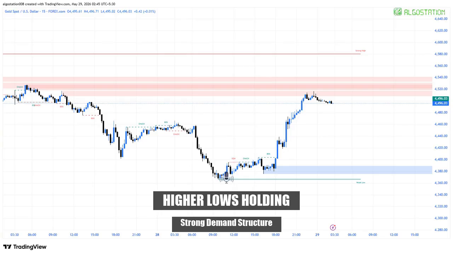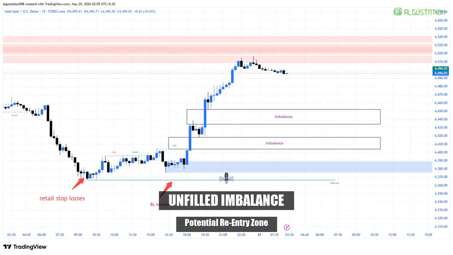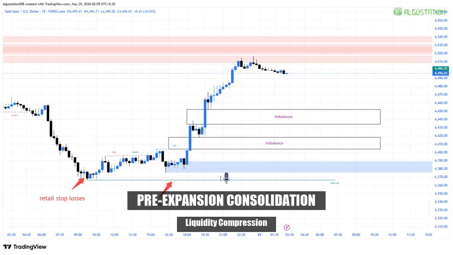Each pullback afterward remained shallow. That's important because shallow retracements indicate strong underlying demand and limited institutional interest in selling lower. There's still a mitigated imbalance resting beneath price. If gold retraces, this area becomes highly attractive for institutional re-entry into long positions. Right now, price is consolidating directly beneath liquidity. This is where institutions usually prepare either for continuation through expansion or a manipulation move before reversal.